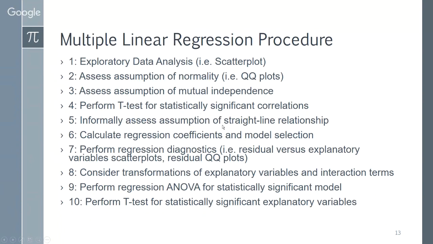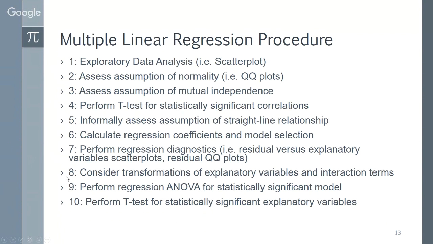Then we're going to assess the assumption of the straight line relationship or the multiple linear structure on our data. Then we'll calculate our regression coefficients, maybe do some model selection, and then we need to do some regression diagnostics. We need to examine residual plots. We'll do an example of this, and I'll talk a little bit more about how to do that when we get to the example. Then we should also always consider transformations of explanatory variables and interaction terms.